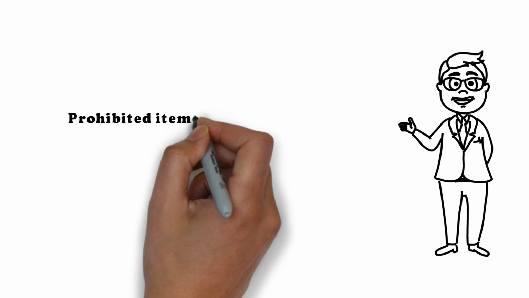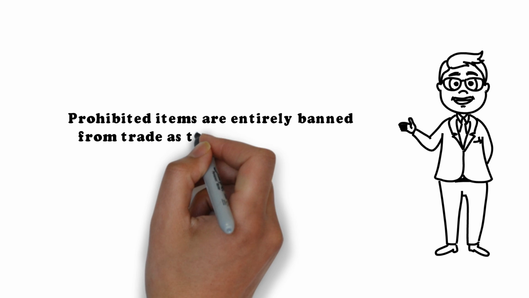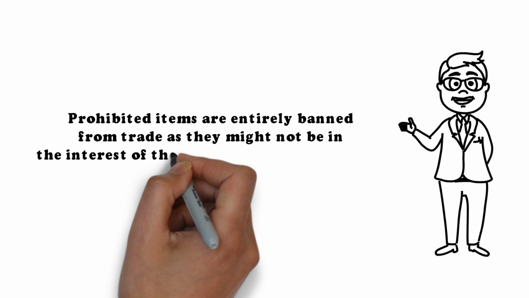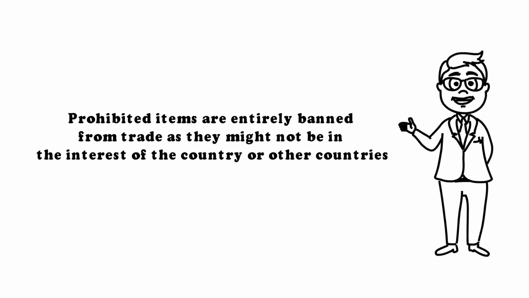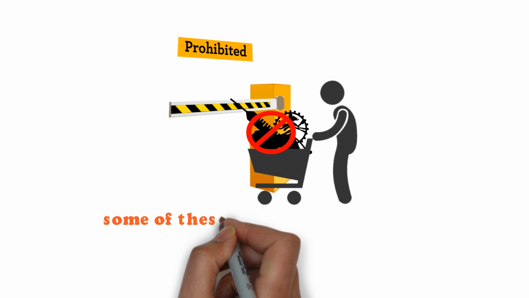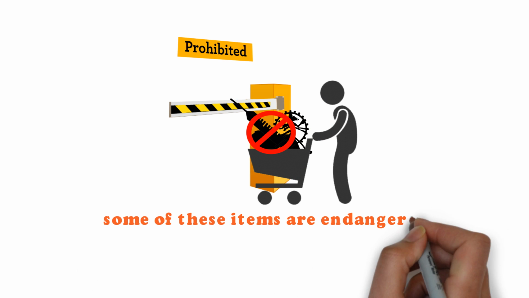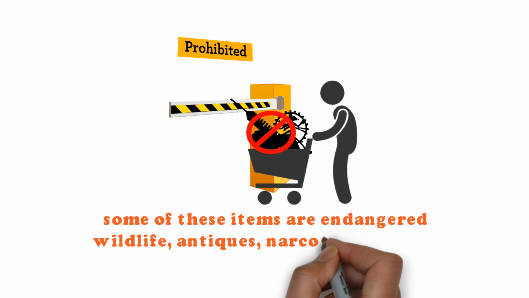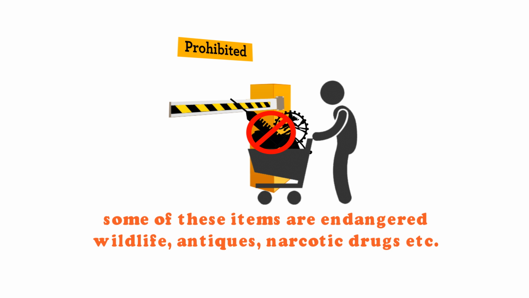Prohibited. Prohibited items are entirely banned from trade, as they might not be in the interest of the country or other countries. For example, some of these items are endangered wildlife, antiques, narcotic drugs, etc.